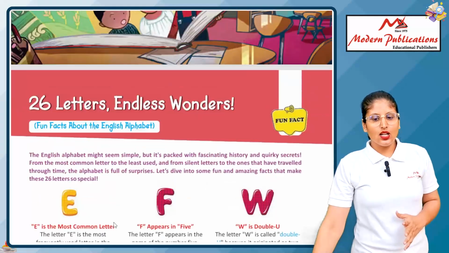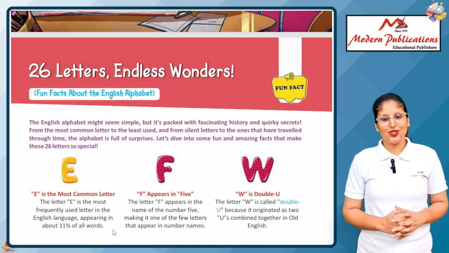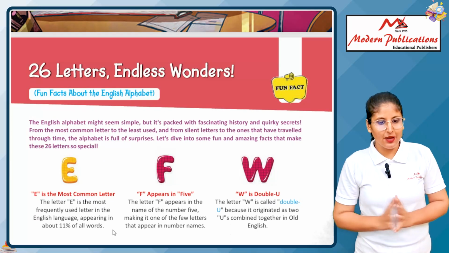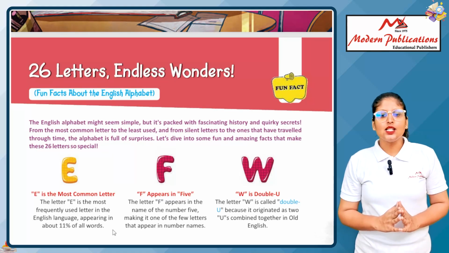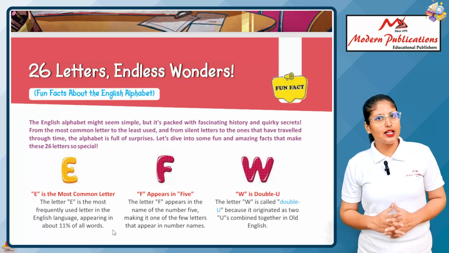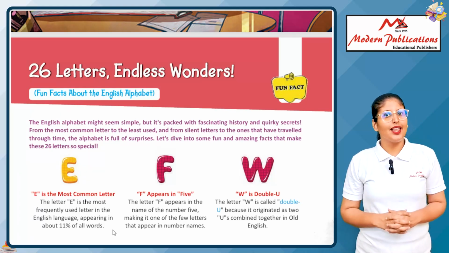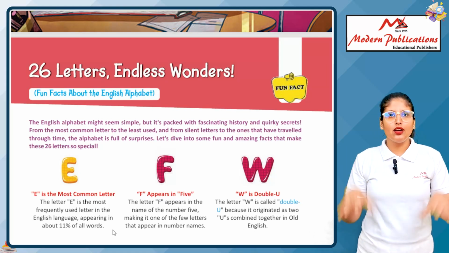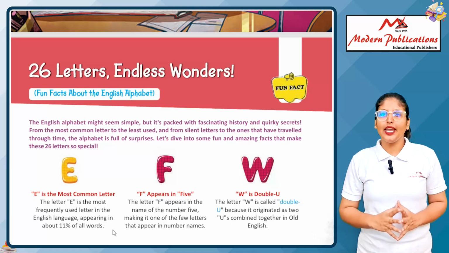So this is chapter number one, unit number three. Starting with the first chapter of unit number three: 26 letters, endless wonders. Here are some letters given below and why these letters are wonders. Let's see fun facts about the English alphabet. Here we will see some of the interesting or fun facts about the English alphabet.